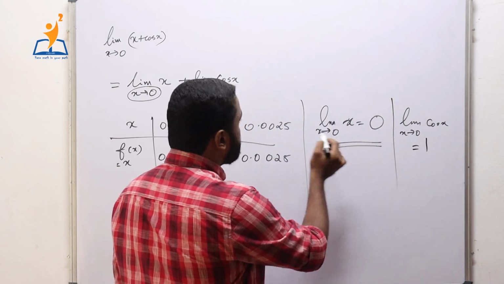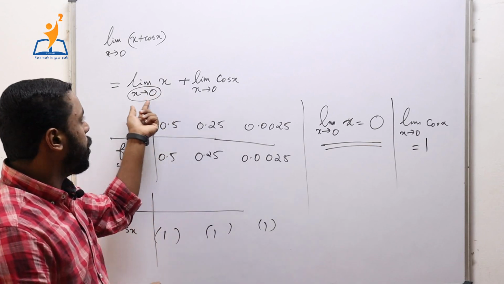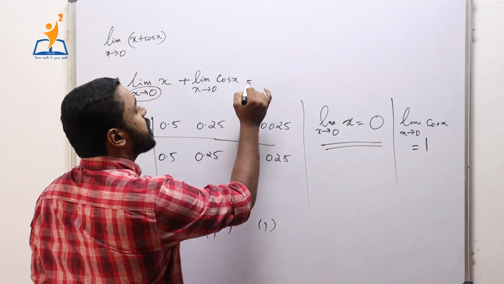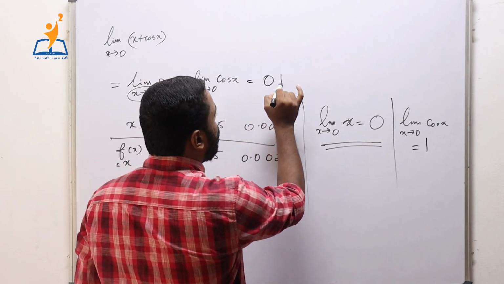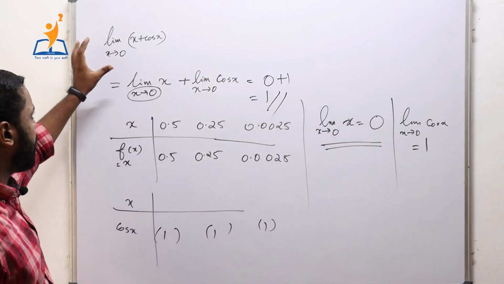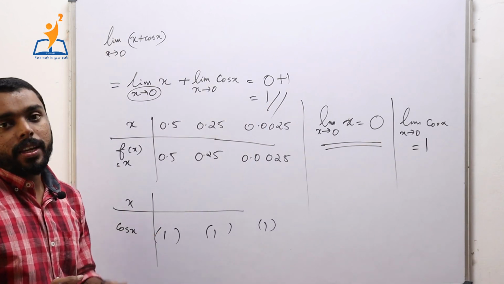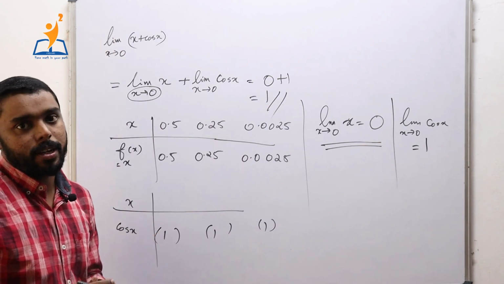Now, the limit of x plus cos x is equal to limit x tends to 0 of x plus limit x tends to 0 of cos x, which is equal to 0 plus 1, which is equal to 1. Hence we can say that limit x tends to 0 of x plus cos x is nothing but 1. Now we can move to the next example.